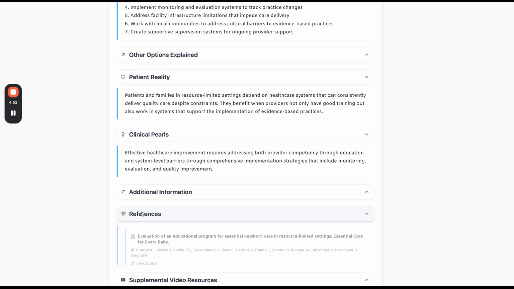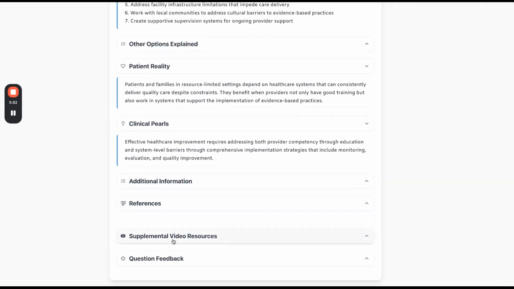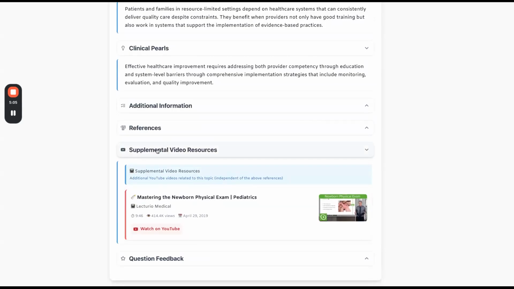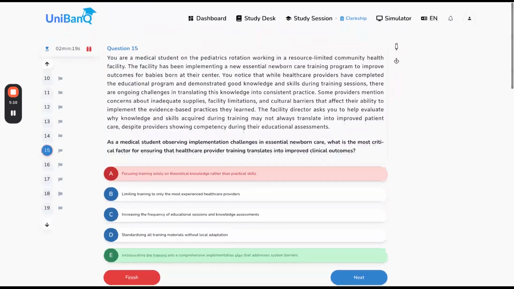For all question banks, you're going to have references. References are either going to be national guidelines or sometimes just summary articles about some subjects if there are no guidelines for that. You also have YouTube videos that are relevant for different sections as well, and a section, of course, to offer feedback. So that's pretty much it.